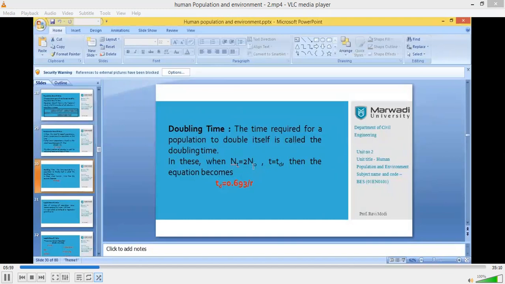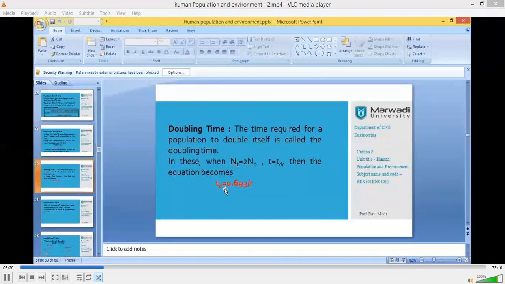So earlier one was N naught. If I want to double that, I have to multiply it by 2. So when Nt is equal to 2 times N naught, t is equal to td. That is the doubling time. Then the earlier equation itself becomes td is equal to 0.693 divided by r.